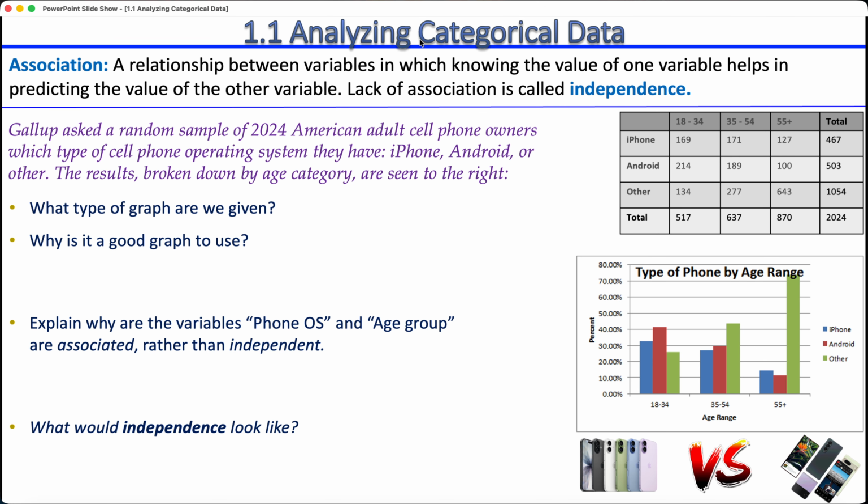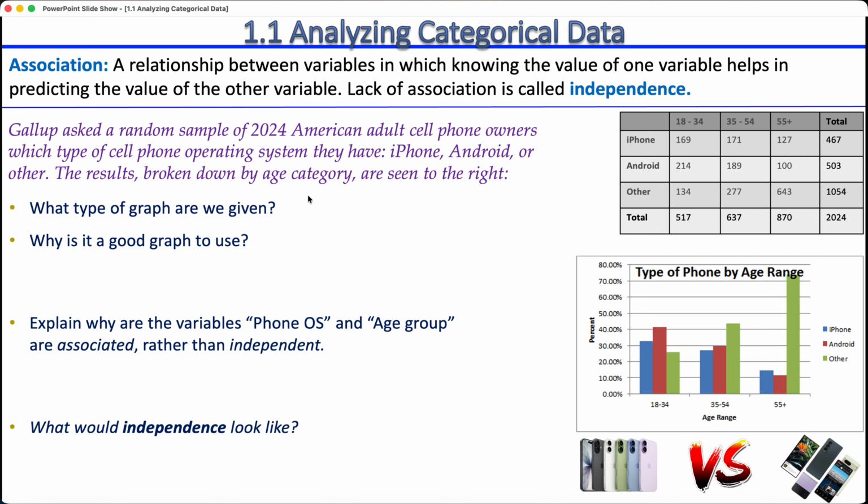I got one more thing to talk about in great detail. That's the notion of association. And it seems mostly common sense, but we're going to put a fine point on a definition here. So association is a relationship between variables in which knowing the value of one variable helps in predicting the value of the other variable. And if two things aren't associated, then they are called independent.